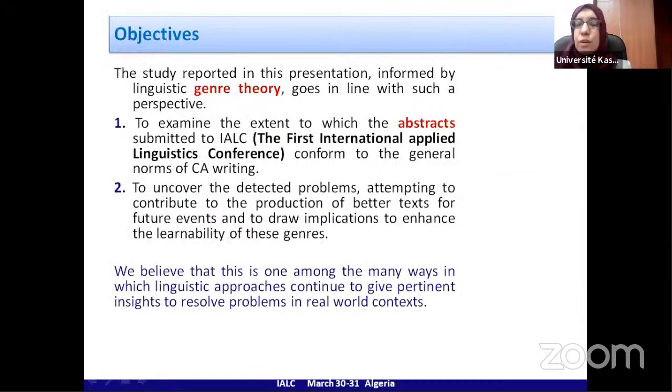Well, the objectives of this study are two. Firstly, to examine the extent to which the abstracts submitted to IALC conform to the general norms of conference abstract writing. And the second one, to uncover the detected problems, attempting to contribute to the production of better texts for future events, and to draw implications to enhance the learnability of these genres. And we believe that this is one of the ways in which linguistic theory can improve reality.